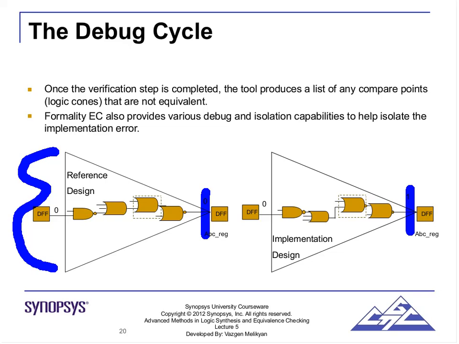The logic cones can be huge for a data path. Usually the logic cones are very, very big, and it's not easy to point out the problem unless and until you have a vector. So a vector helps a lot.